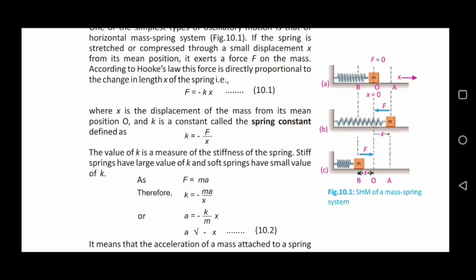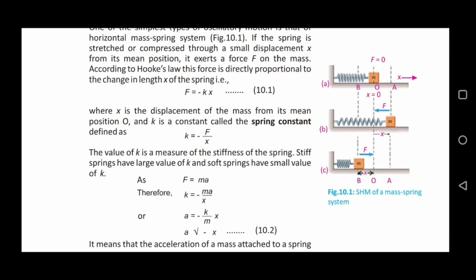And we want to define the proportionality constant, which is k. It is called the spring constant, and it measures the stiffness of the spring, which means the hardness of the spring. A hard spring has a large value of k, and a soft spring has a small value of k. This is the spring constant.